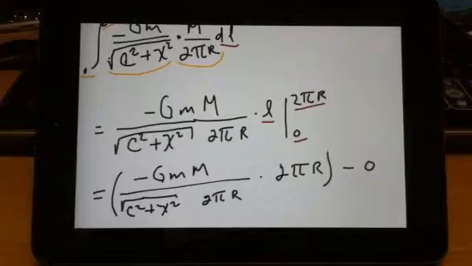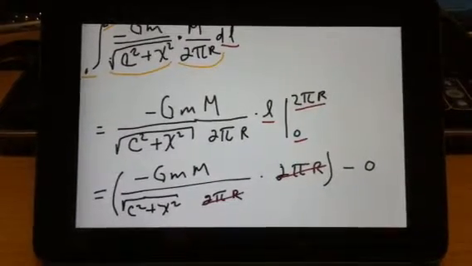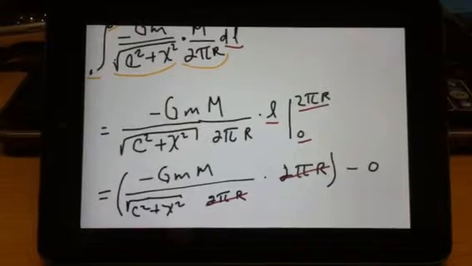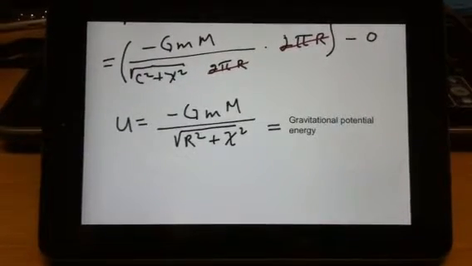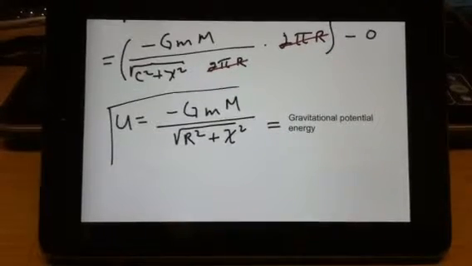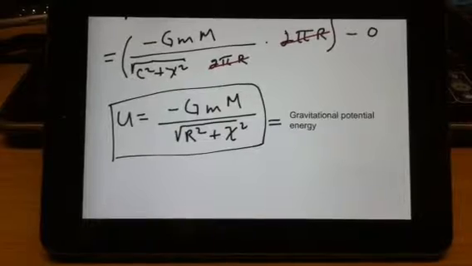When we evaluate, we find that 2 pi r and 2 pi r cancel each other. And this leaves us with our final product, which is this gravitational potential energy.